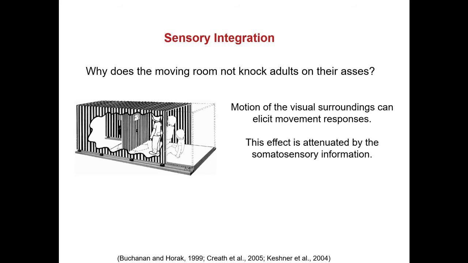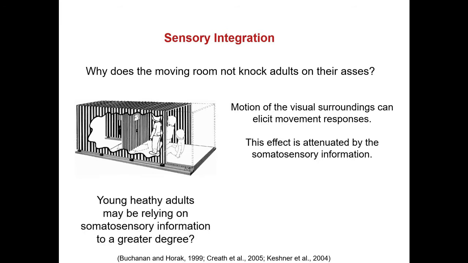A basic reason for this is that although motion of the visual surroundings creates information about a change in body posture, that information is in conflict with information detected by the somatosensory system. The conflicting information detected by the somatosensory system can be used to attenuate the perturbation caused by the moving room. If the availability of somatosensory information decreases how much you're affected by the moving room, then young healthy adults may be relying on somatosensory information to a greater degree. This conclusion is consistent with other findings in the literature that suggest that older adults and children rely on vision more in controlling movement.